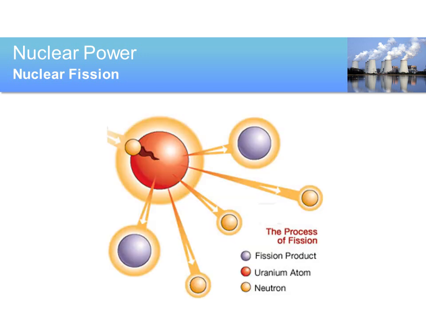Here we have a diagram of nuclear fission. In the red circle we have a uranium atom which absorbs a neutron. When it absorbs the neutron, nuclear fission occurs and the uranium atom splits into 2 byproducts. This also releases several other neutrons, which then continue on with the fission process.